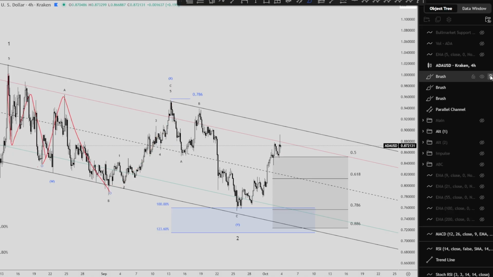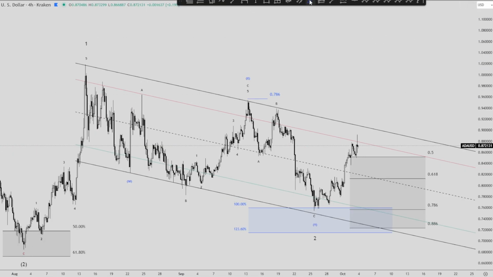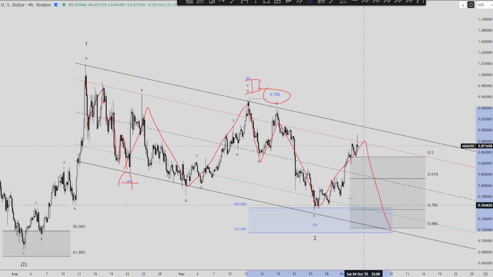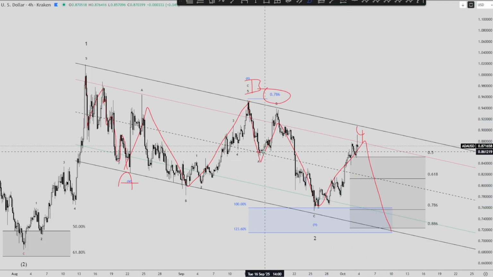Let me quickly remove the brushes. In that case, you would deal with a 1, 2, 1, 2, 3, 4, 5 into 3, 4, 5, which makes it an impulse. This is an A. You then have your A, B, C into B. Yes, 786 is quite a high retracement for wave B, but it happens. And then you have your 1, 2, 3, 4, 5 ending diagonal. Ending diagonal because this potential wave 4 here is invading the price territory of wave 1.